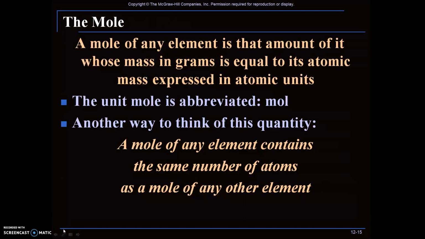The unit of mole is abbreviated as mol. Another way of thinking of this quantity is that a mole of any element contains the same number of atoms as a mole of any other element. So whether you are looking at 1 mole of oxygen or 1 mole of carbon, the number of atoms in that mole would be exactly the same. The same is true for 1 mole of carbon dioxide, 1 mole of water, or a mole of oxygen.